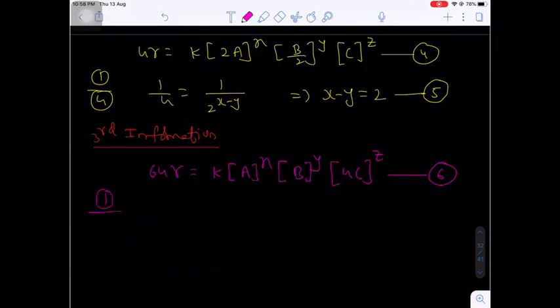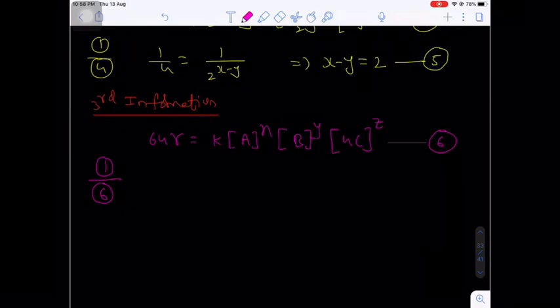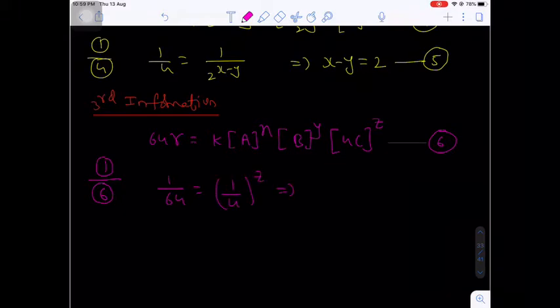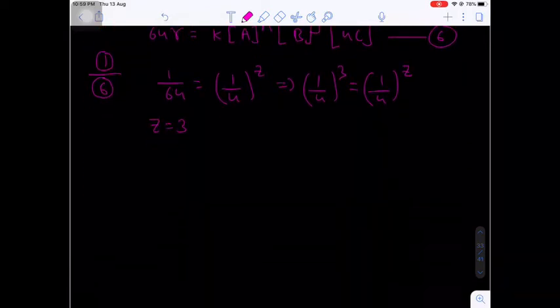Now if you divide the equation 1 by 6, the equation 1 here R is equal to, R by 64 R will be equal to 1 upon 64. So K cancel, A to the power of x, B to the power of y gets cancelled. You will get 1 by 4 to the power z. Shall I write 1 by 64, 1 by 4 whole cube? Yes, will be equal to 1 by 4 whole power z. Then bases are equal, again powers must be equal, so the z value you have 3.